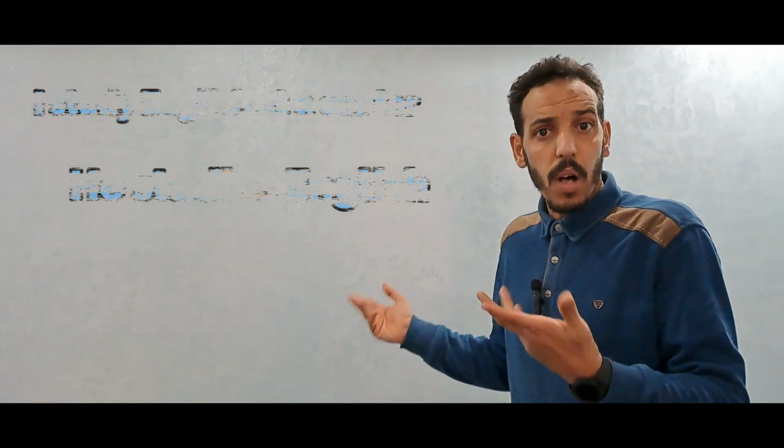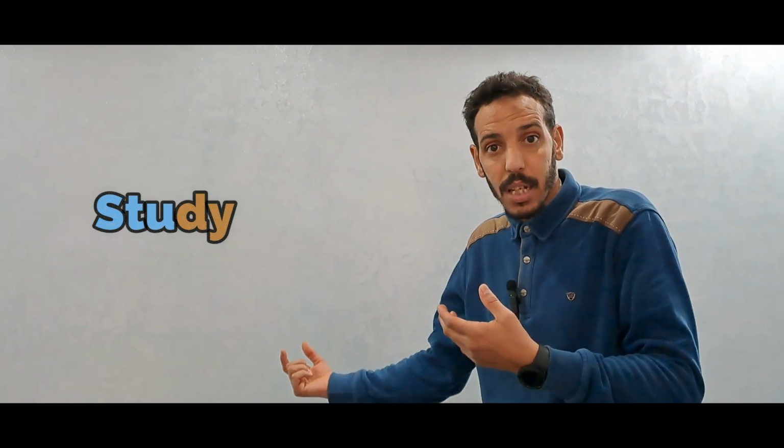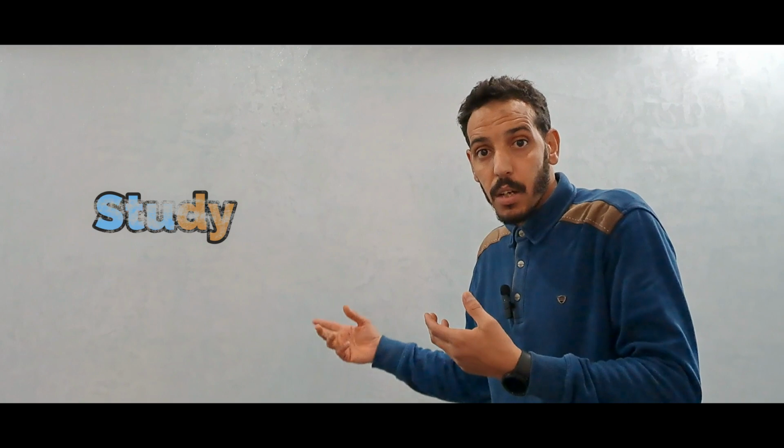You see, he studies. Why? Why do we put the IES? What is the Y? The Y is replaced by IES because the rule says whenever there is a consonant, D is a consonant, with a Y, replace the Y with IES. You understand? Replace the Y with IES when we have he, she, and it.